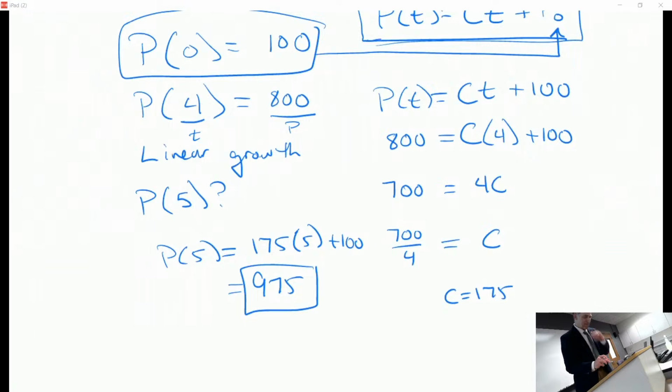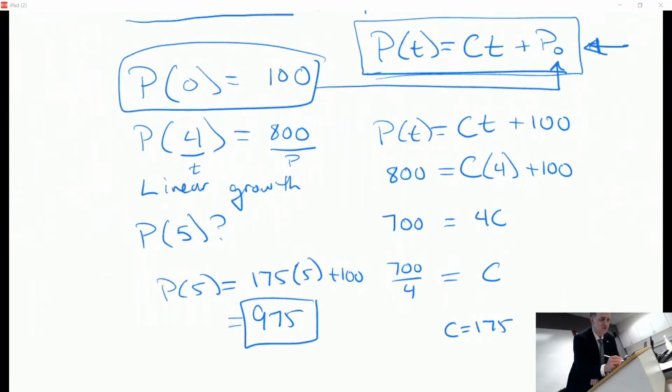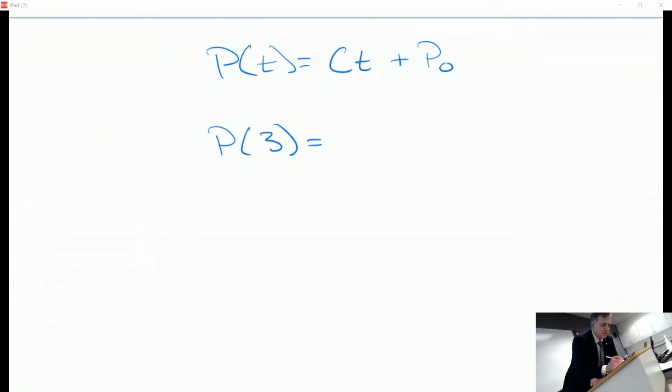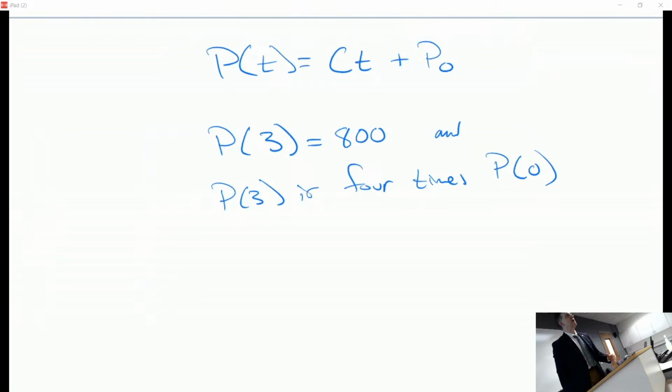Okay, let me do one for you to do. So now you see how it works. You're always using this. So linear growth just means that, I will rewrite that down here, P of t is equal to c times t plus the original. Okay, so what if I told you this? That P of 3 is equal to 800, and P of 3 is 4 times the original population. So let's say that this particular population quadrupled in 3 years, or whatever the time unit is. So it's quadrupled in 3 years, and we know that P of 3 is 800.